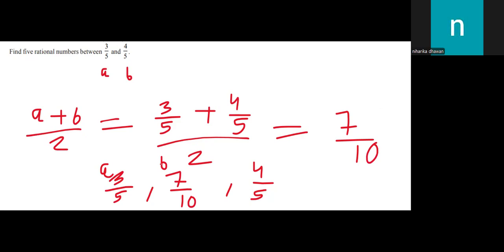So it means between any two rational numbers, there lie infinitely many rational numbers, not even 5. We can find 100, 200, 300, as many as we want. We can find the rational numbers between any two numbers.